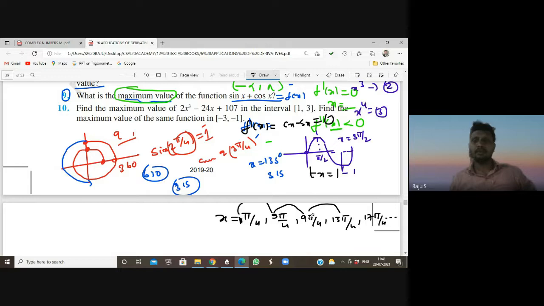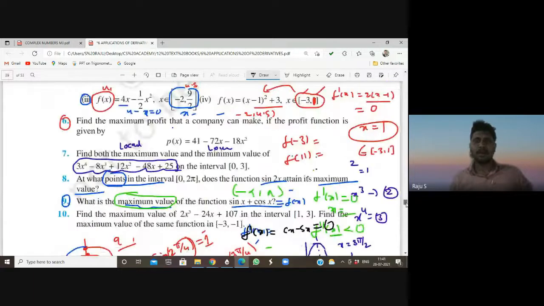1, 5, 9. 1 plus 4, 5, 5 plus 4, 9, 9 plus 4, like that. This is first quadrant, this is third quadrant. Again first quadrant, third quadrant, first quadrant, like that. So we are going to get infinite values. But you have to choose any two values, like pi by 4 and 5 pi by 4, because the values are repeating. See here, first quadrant, third quadrant, like that.